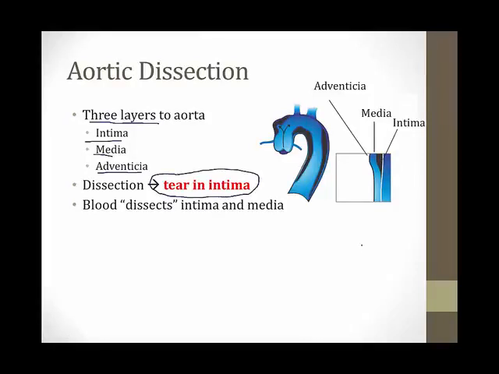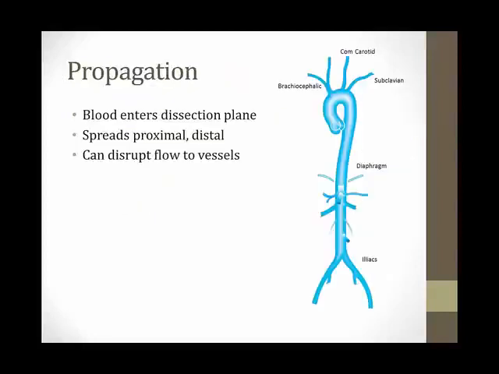So if you look at this picture here, I've shown you the three layers, the adventitia, the media, and the intima. In an aortic dissection, there's a tear in the intima. It allows blood to get into the plane between the media and the intima. That blood is said to dissect those two layers and spread them apart, and that's why it's called an aortic dissection.